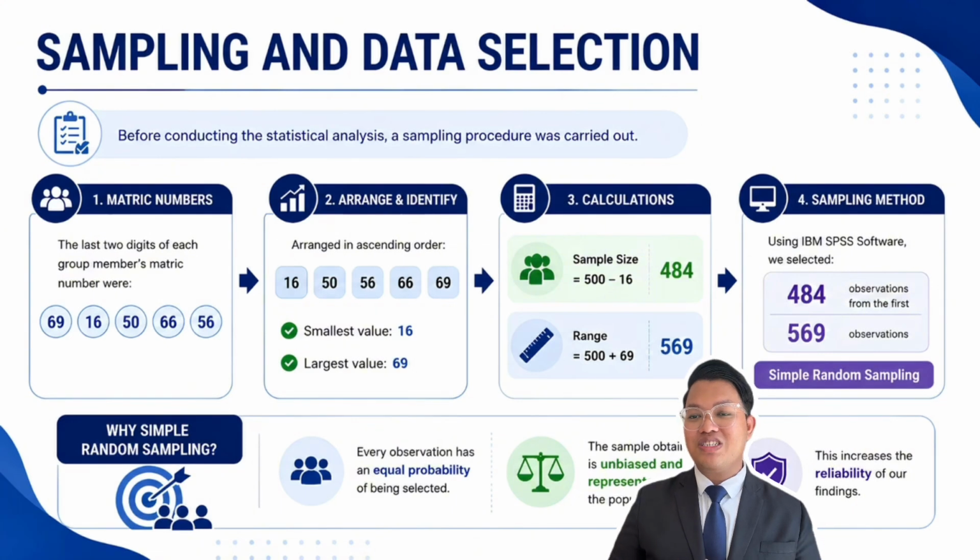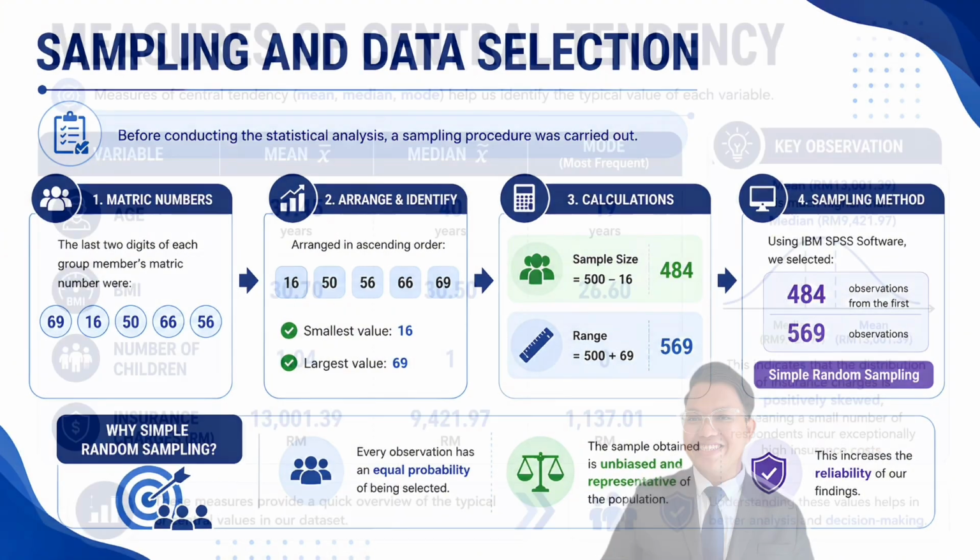Meanwhile, the range was calculated as 500 plus 69, which equals 569. Using IBM SPSS software, we selected 484 observations from the first 569 observations through the simple random sampling method. Simple random sampling was chosen because every observation has an equal probability of being selected. Therefore, the sample obtained is unbiased and representative of the population, which increases the reliability of our findings.